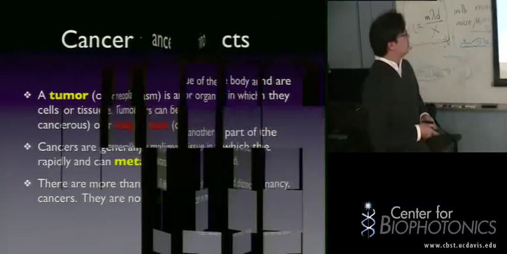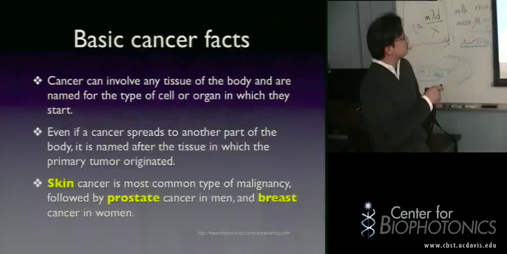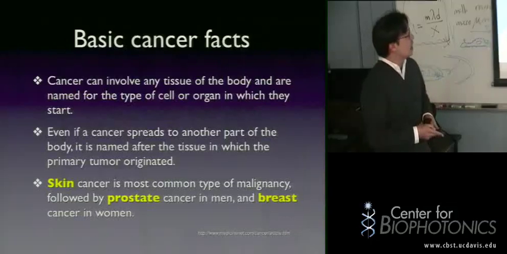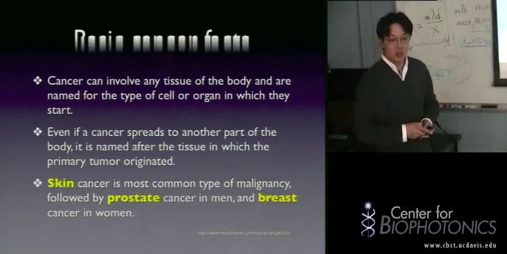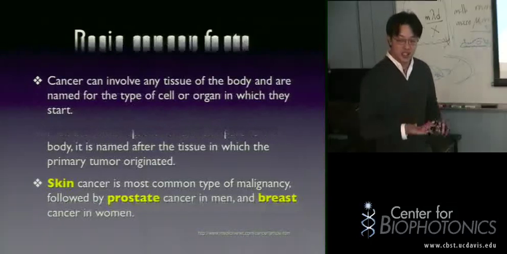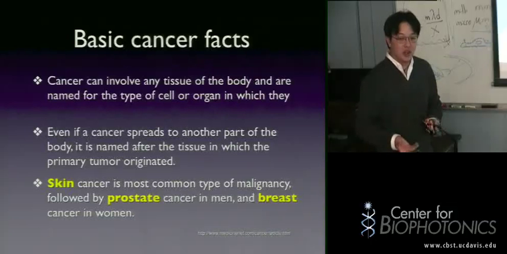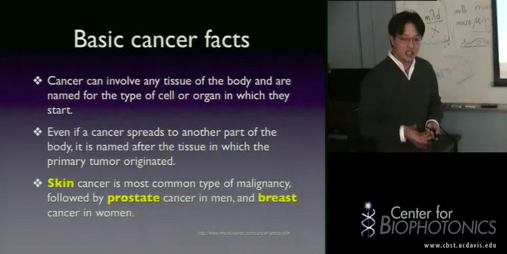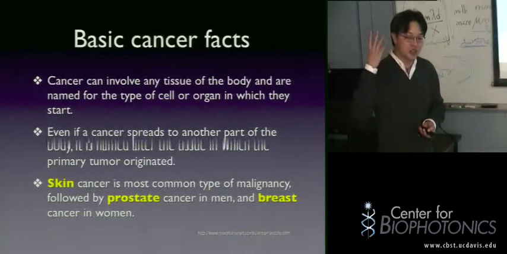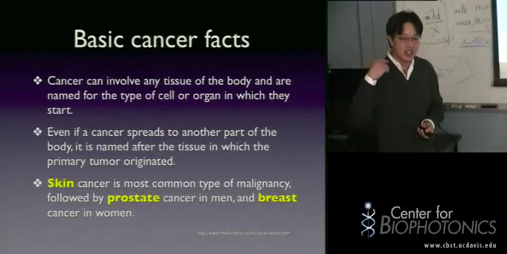More basic cancer facts. Cancer can involve any tissue of the body, and cancers are named for the type of cell or organ in which they start. So if a cancer starts in your lung, that's lung cancer. If you have a cancer in your brain, that's brain cancer. If you have a tumor in your brain, but under the microscope it looks like lung cells, it's probably a lung cancer that metastasized to the brain. So it's not called brain cancer, it's called lung cancer, which has metastasized. Does that make sense?